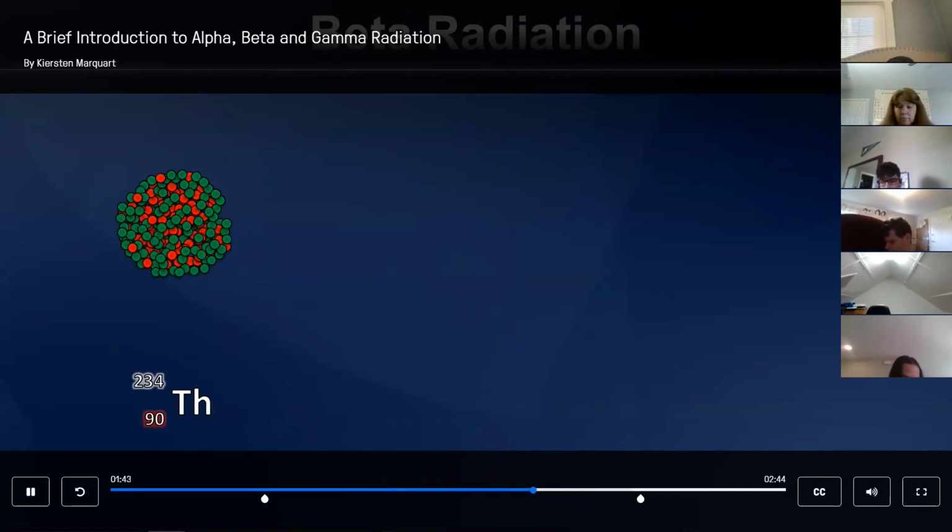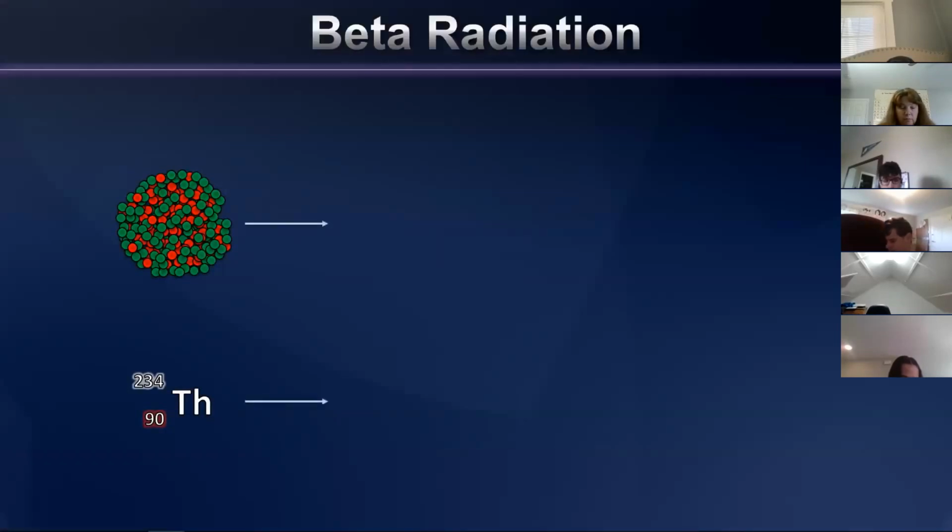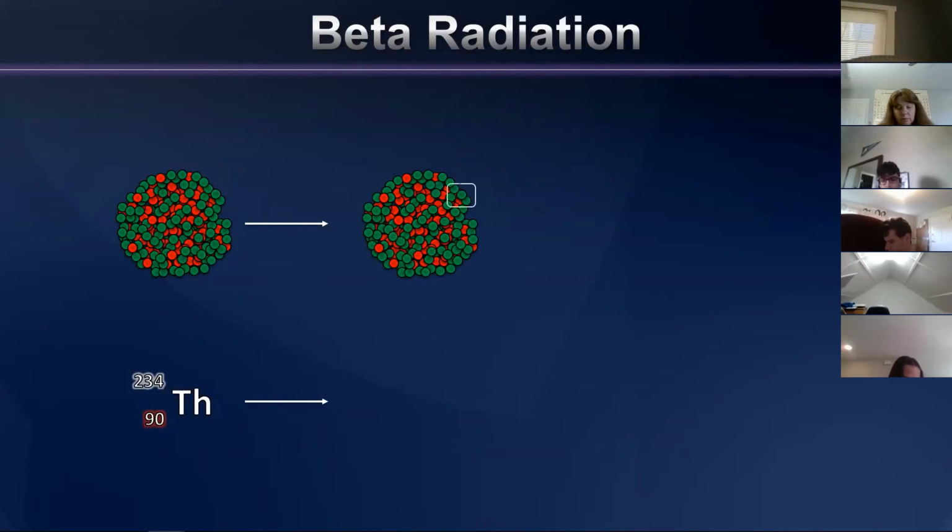In order to do that, it has to get more protons per neutron. Now, how is that possible? Well, think again about that equation that we derived earlier, in which a proton plus an electron essentially equaled a neutron. Well, that means that thorium could actually convert one of its neutrons into a proton if it releases a high energy electron known as a beta particle.